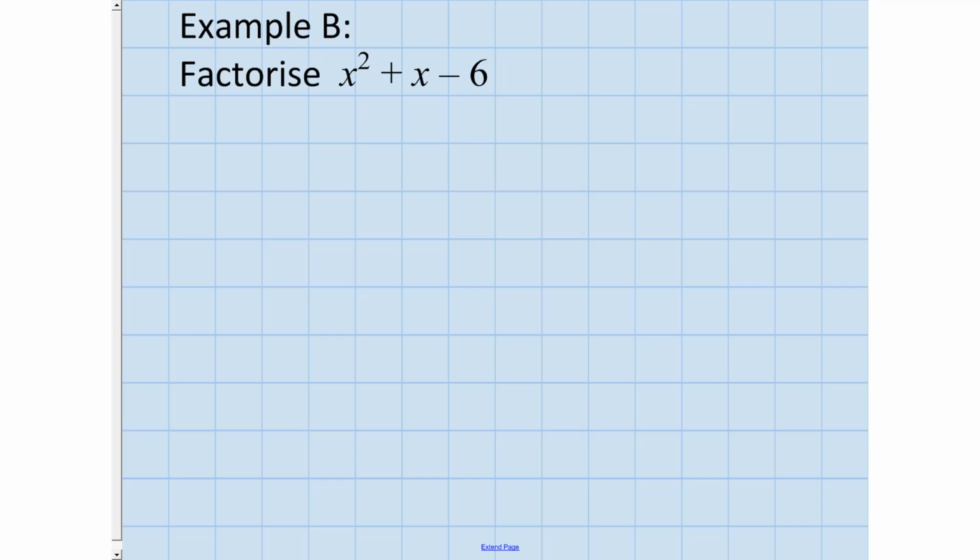Let's do another one. Factorise x squared plus x minus 6. So again, we want numbers that multiply to give, and this time it's minus 6, and add to give 1. So we've got a minus 6 as our constant, and plus x, well that's 1x. Even though the 1 isn't there, we don't write the 1 in algebra, so it's 1.